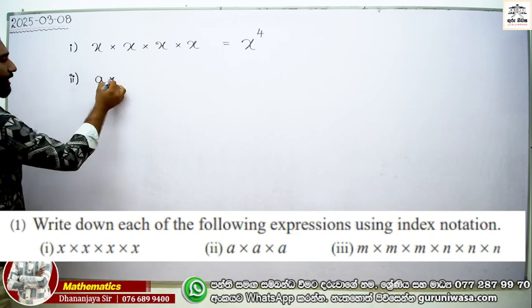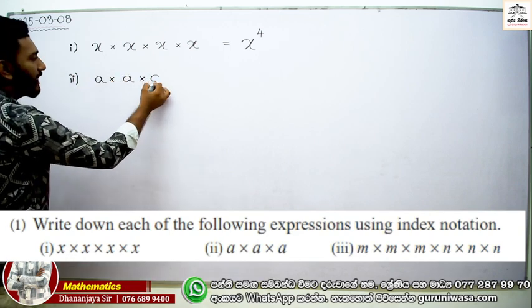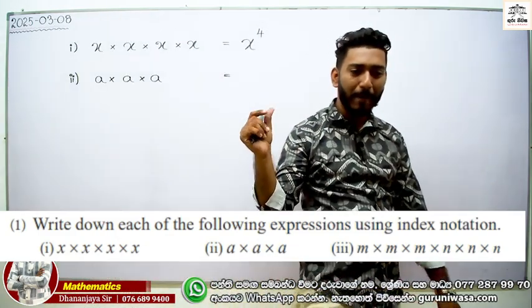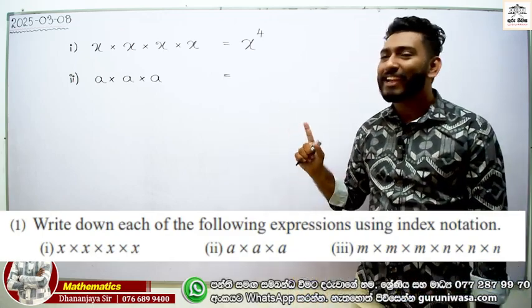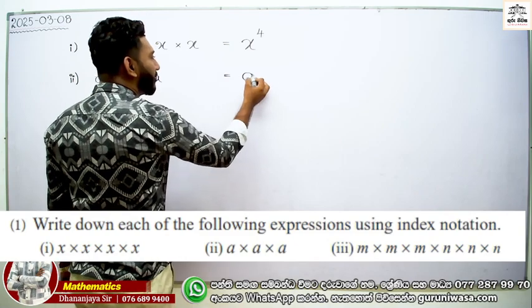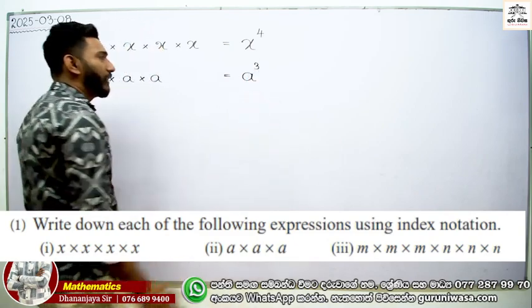Now look at the second example. a multiplied by a multiplied by a. Now tell me, what is the answer? a to the power of 3. Very good, boy. a to the power of 3.